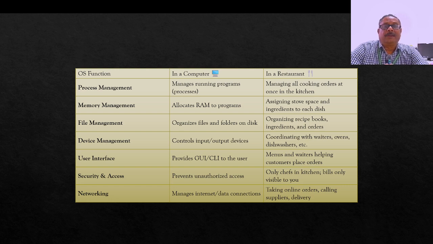Then we have the device management system that controls input output devices in a computer system, whereas in the restaurant it is used for coordinating with the waiters, ovens, dishwashers, etc. So various devices are there which need to be coordinated. And then we have the user interface in a computer system that provides GUIs and CLIs to the users. Whereas in the restaurant, there can be the menus, waiters helping customers to place orders and all that.